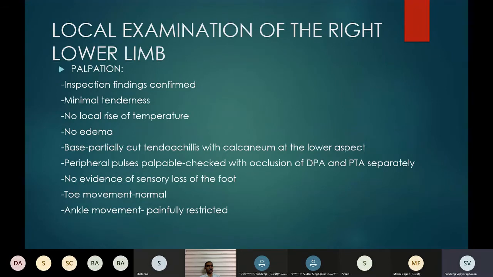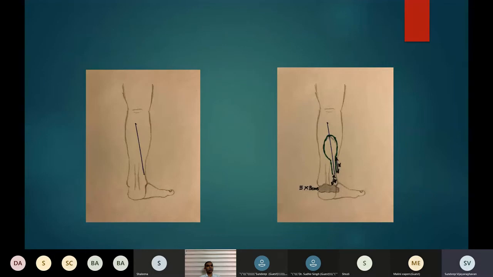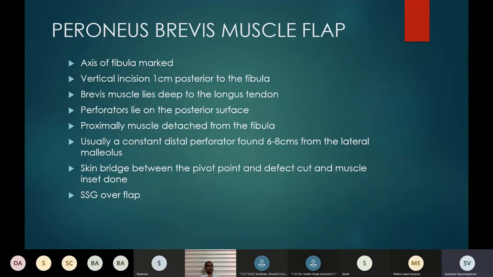So my second option would be a peroneus brevis muscle flap. That's raised from the lateral aspect of the leg. So the incision is made, the axis of the fibula is marked first, and 1 centimeter behind that a vertical incision is made, and the peroneus brevis muscle usually lies deep to the peroneus longus tendon.